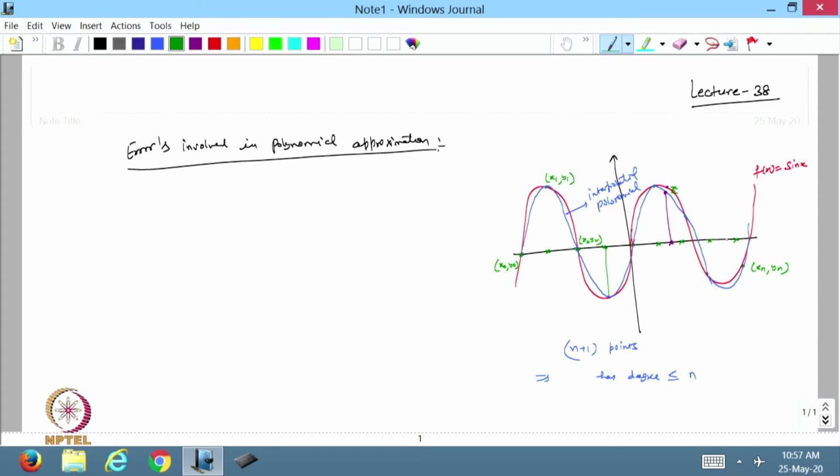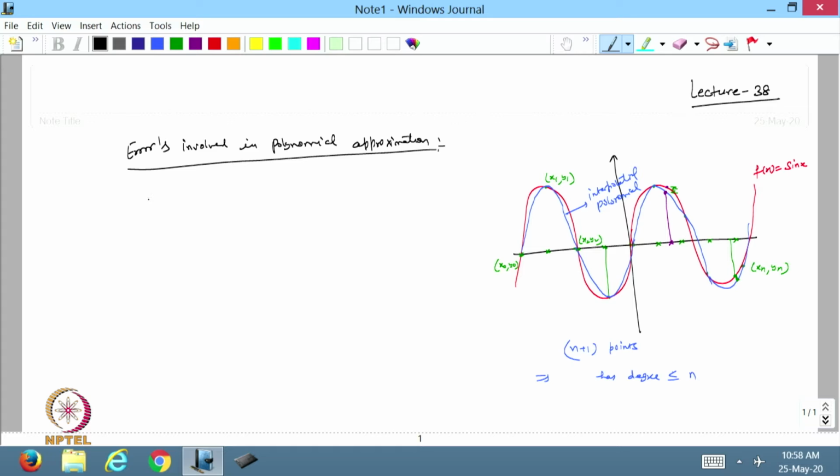Similarly, I can choose different points, suppose I want to choose this point or this point. In that case, suppose I take this point from here. You can say that this is my actual value and this is my approximate value. So, this error is involved. I want to find out what will happen to this error when I approximate with the interpolating polynomial passing through all these points. So, this is what we want to discuss.